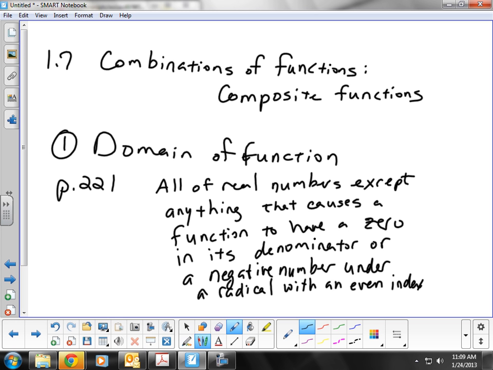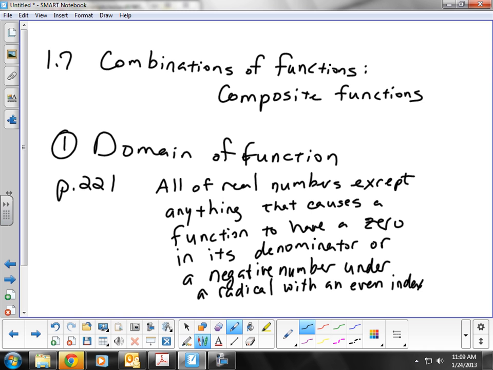Okay? So, if there's not a fraction and it's not a square root or a fourth root or a sixth root, then my domain is going to just be all real numbers. Right here what I just said. All real numbers, domain.